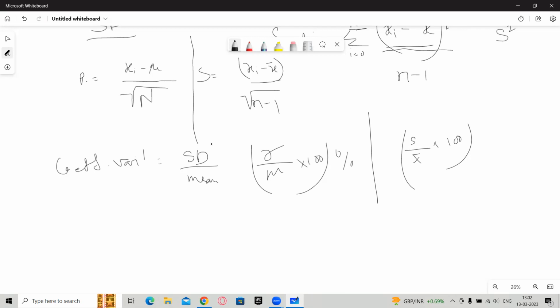But maybe some people ask, if you need to calculate the coefficient of variation, at that time your data points or your mean value should be greater than zero. Otherwise, you will get an undefined result. So most of the time in real life, we do not use this coefficient of variation.